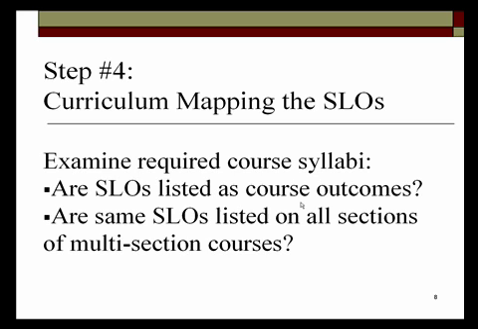Okay, we have our curriculum map. Now what? Now you should examine syllabi for the required courses. Does each course syllabus list at least one of the program level SLOs as a course level objective? Are the same outcomes listed on all syllabi for multi-section courses, no matter who is teaching them?